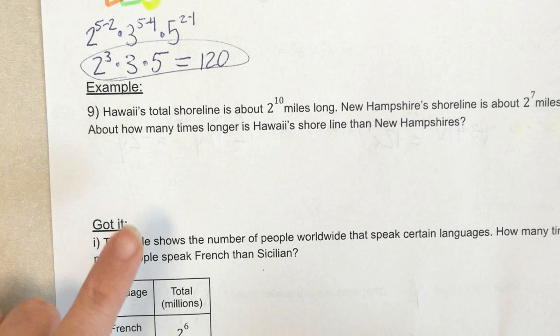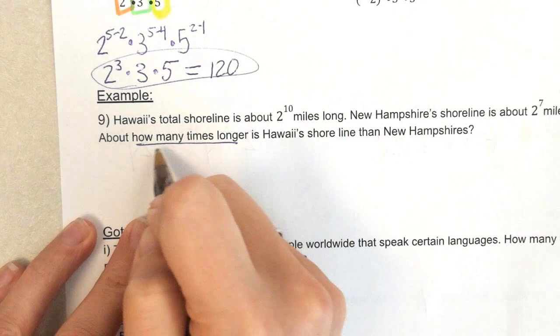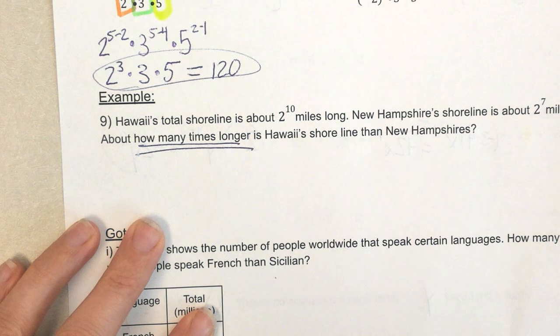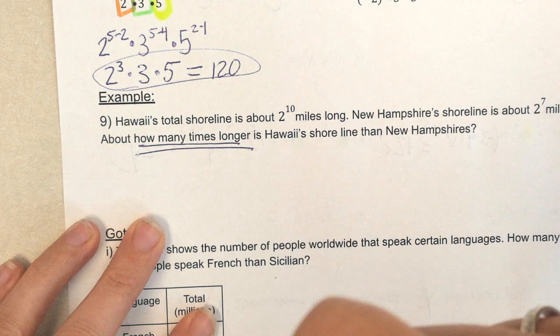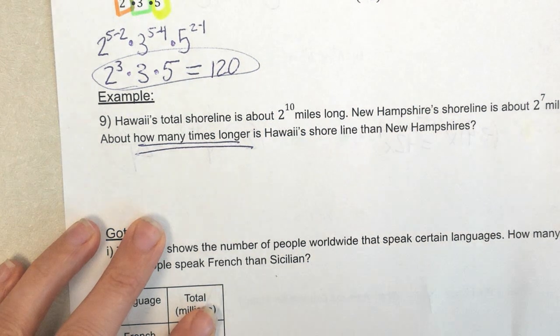The next one, the example says Hawaii's shoreline is about 2 to the 10th power miles long. New Hampshire's shoreline is about 2 to the 7th power miles long. About how many times longer is Hawaii's shoreline than New Hampshire's? Since it says how many times longer, okay, so we were trying to find out how many times more there, we have to work backwards. If we want to know how many times something is more, we have to divide. We have to do the opposite, okay?